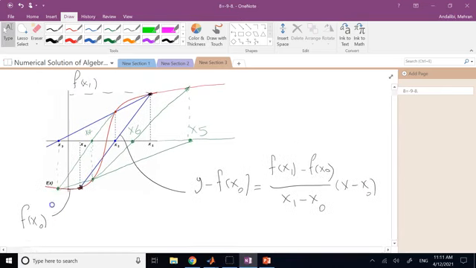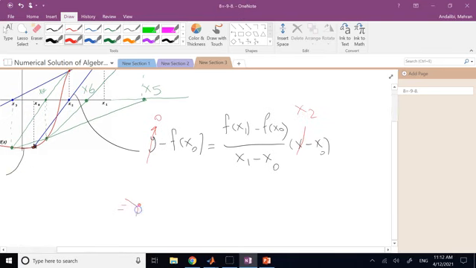So this is the equation of what? That line. Now this line will intersect the x-axis. On the x-axis, y is 0, so this guy is 0, and x is going to be your next point, x2. So all you need now is to find x2 from this equation, and clearly you have to multiply both sides by the inverse of the slope and then take x0 to the other side. So if you do that, x2 is going to be x0 minus f at x0 times x1 minus x0 divided by f at x1 minus f at x0.